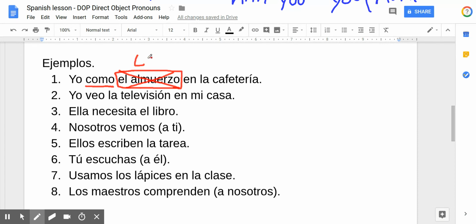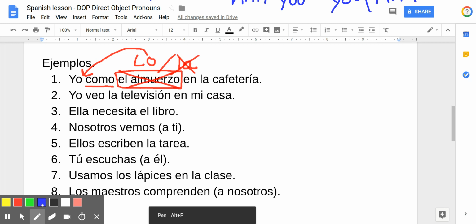So the word for it was both lo and la. Now, since el almuerzo is masculine, I'm not going to use la. I'm going to use lo. Now, the last thing that you have to do is put this word lo into the correct part of the sentence. Now, for all these sentences for this video, we just have one verb in it. So what we're going to do for now is always put it in front of the conjugated verb. So I eat it in the cafeteria is going to be yo lo como en la cafeteria.